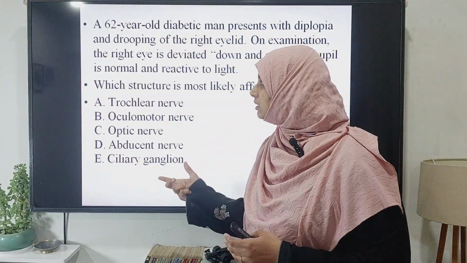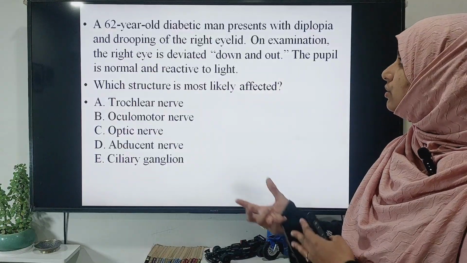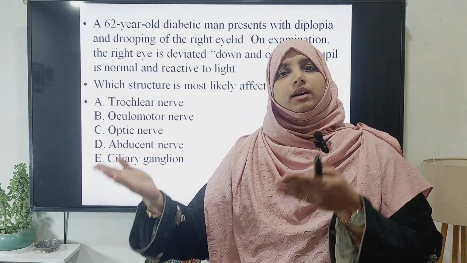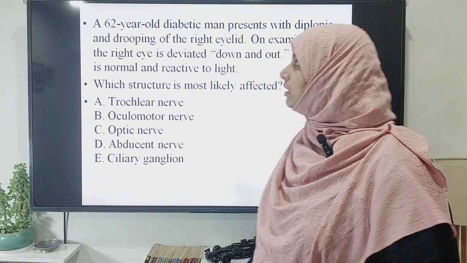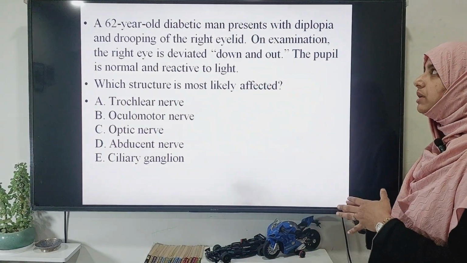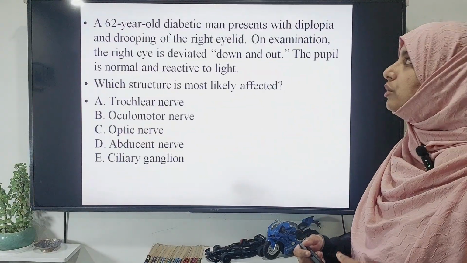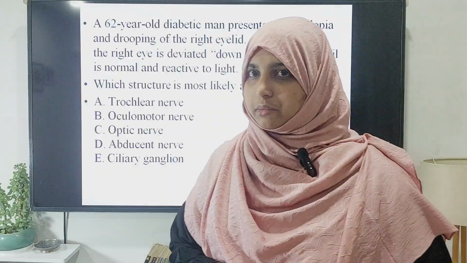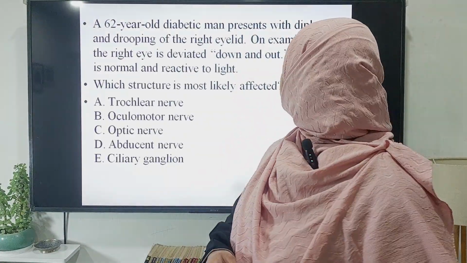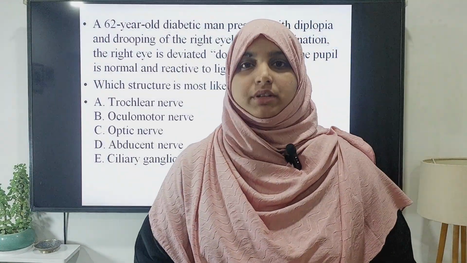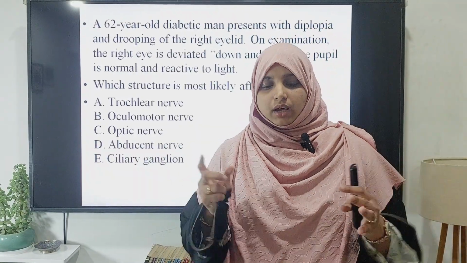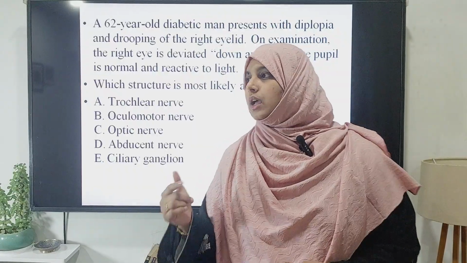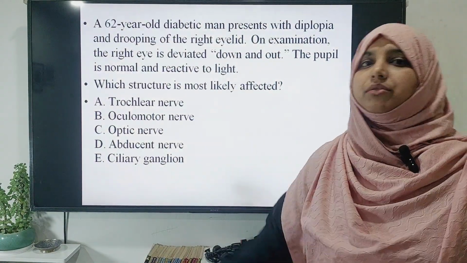So here's a quick question, and for this you have to quickly recall that LR6, SO4 and the rest of the muscles by oculomotor nerve. Okay. A 62-year-old diabetic man presents with diplopia and drooping of the right eyelid. Okay. So at this point you should think, okay, he's a diabetic patient. Right. Next we have the diplopia, meaning double vision. Okay. Double vision means whenever the eyes are not coordinated in the same plane, it will lead to double vision. Next we have, there is drooping of right eyelid.